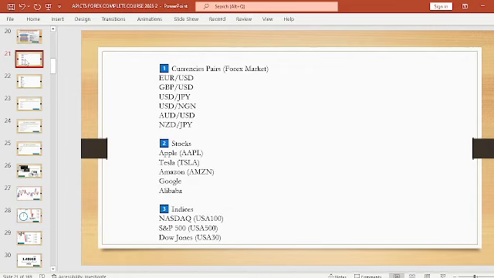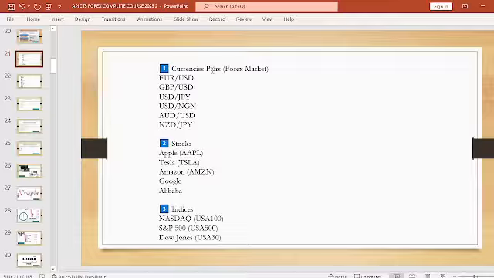What can you trade as a forex trader, or what can you trade as a financial market trader? Number one, you can trade currency pairs. A currency pair is just currencies in pairs, in two. We have two currencies, and you are trading one currency against the other.